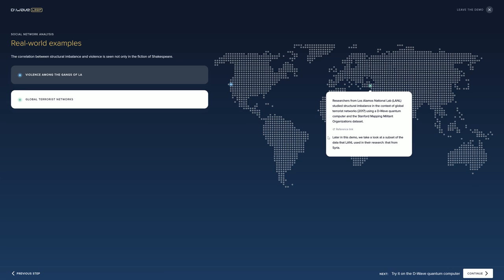I will go here a little bit later, or just after the reading here. Later in this demo, we take a look at the subset of the data that LANL, Los Alamos National Lab, used in their research from Syria. Syria should be actually here. Sounds more like... could be Syria. Okay.